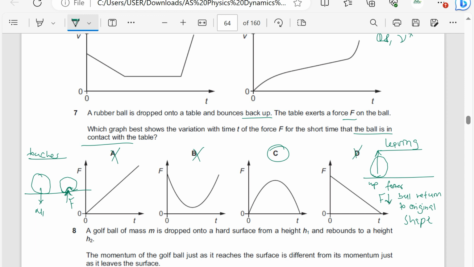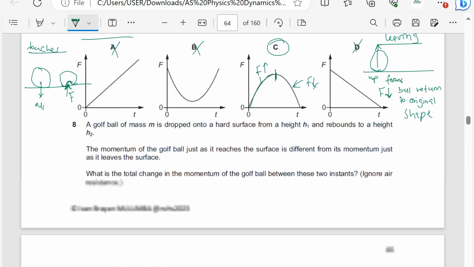So this part is showing the force increases when it is just in contact, and then after contact, when the ball tends to return to its shape, the force decreases. So force decreases here, and here it is showing the force increases. So the answer is going to be C.